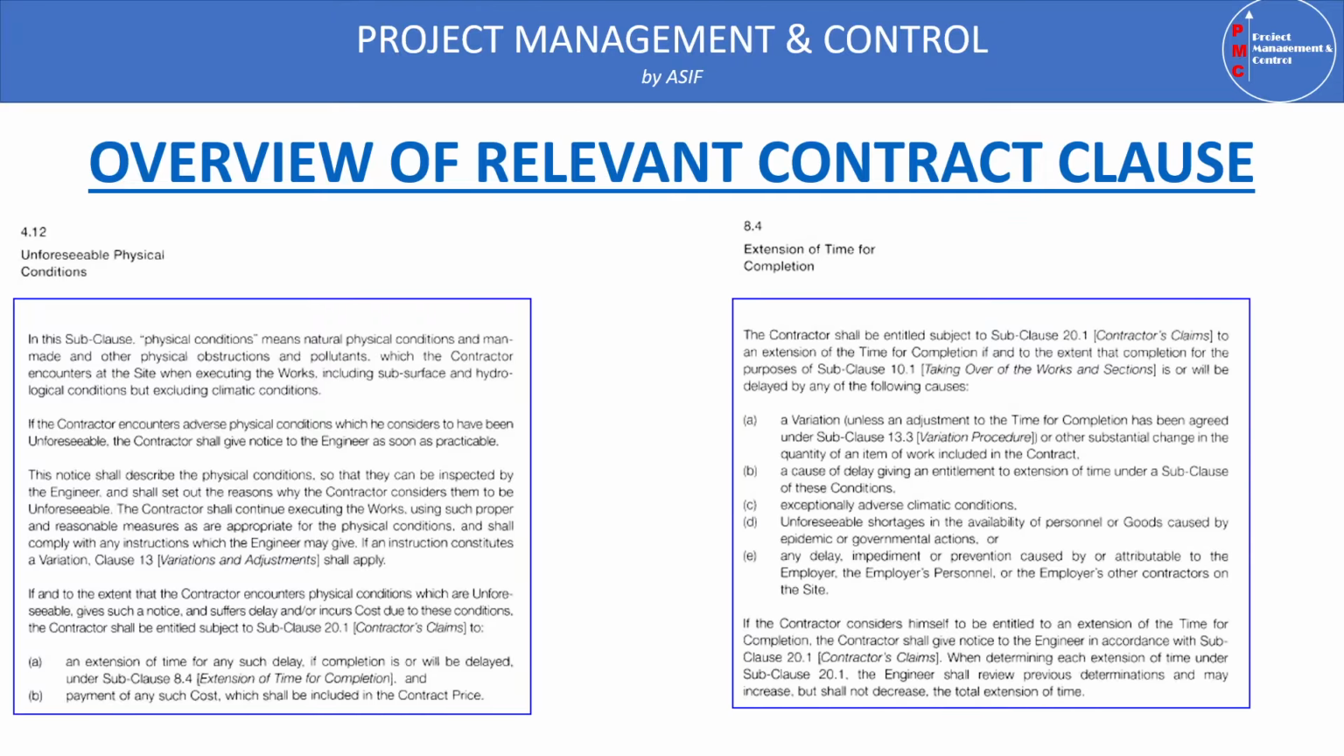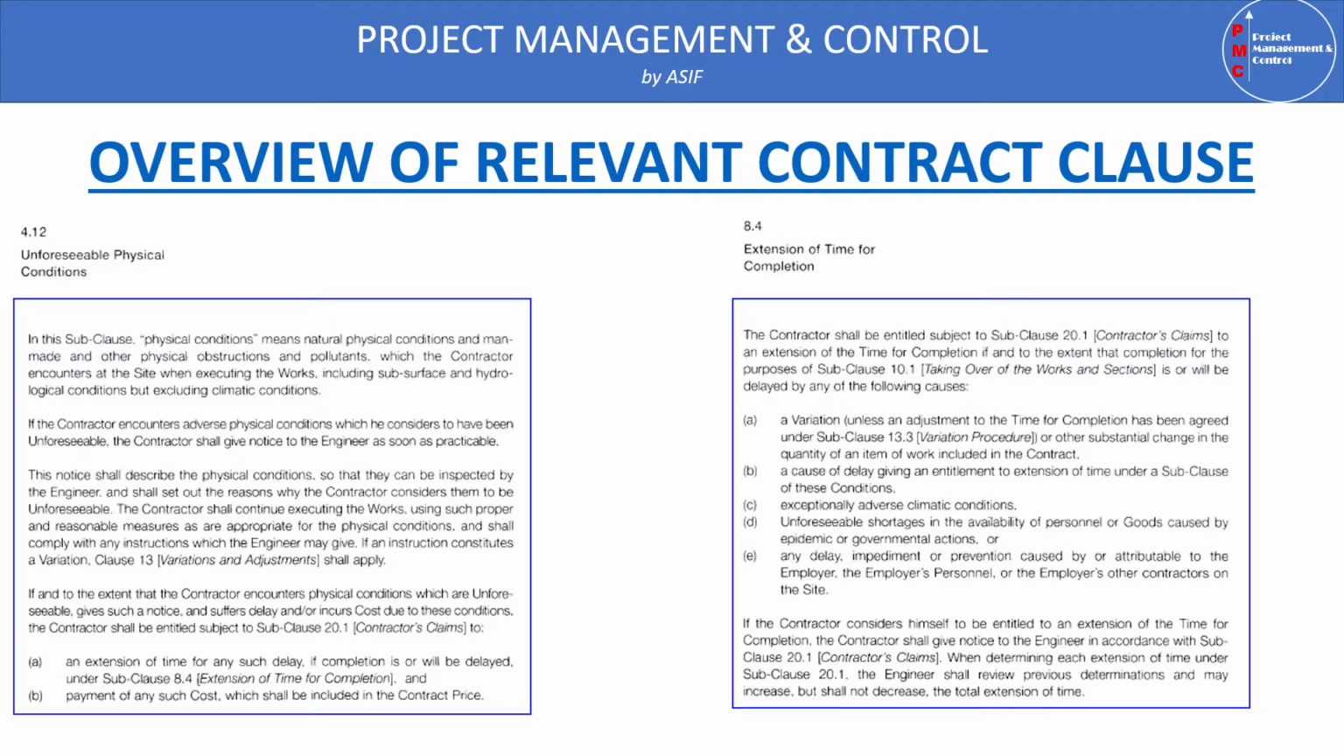The other clause is clause 8.4, which is extension of time for completion. This clause states that the contractor shall be entitled, subject to subclause 20.1 contractor's claims, to an extension of time for completion if and to the extent that completion for the purpose of subclause 10.1, which is taking over of the works and sections, is or will be delayed by any of the following. Number A, a variation. Number B, a cause of delay giving an entitlement to extension of time under a subclause of these conditions. Here, clause B refers to subclause 1.9, which is delay during instruction.